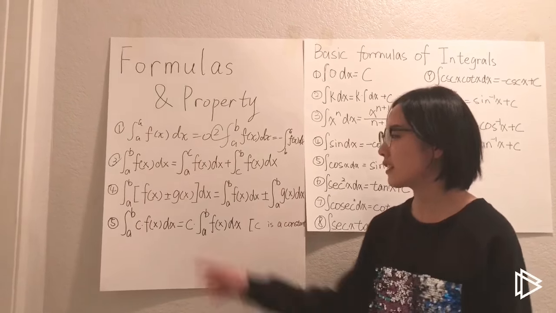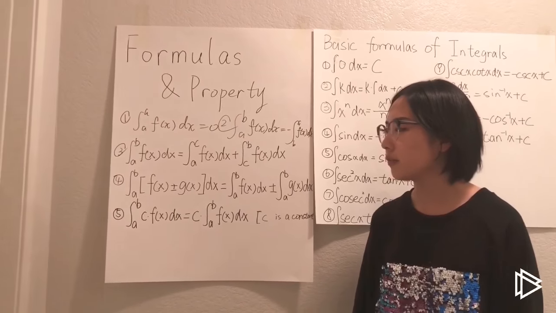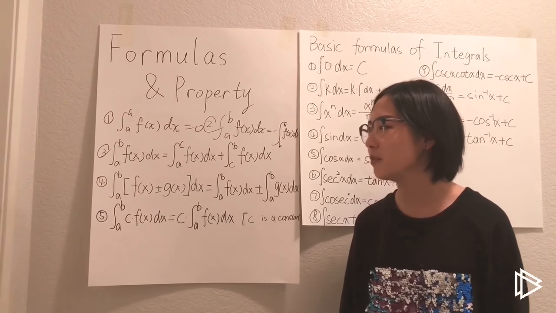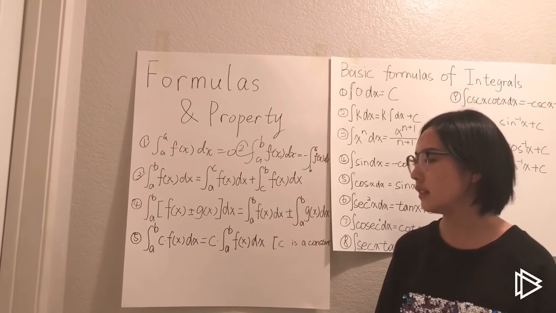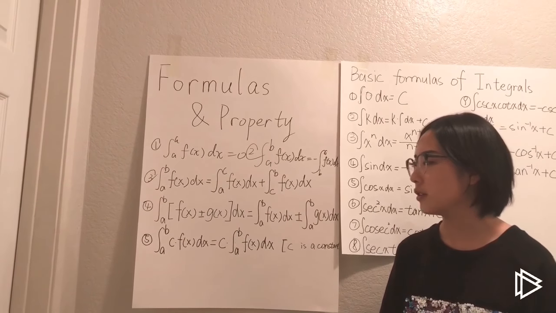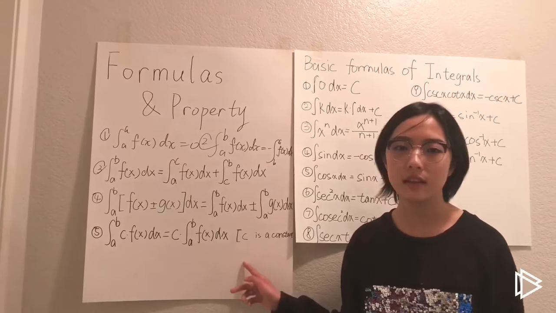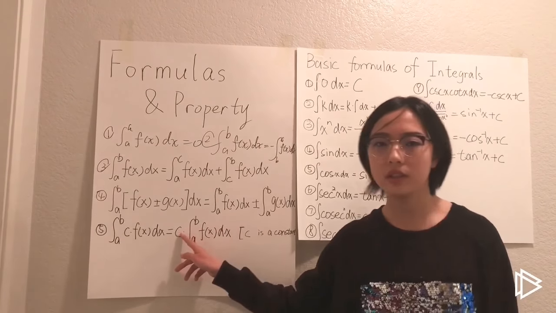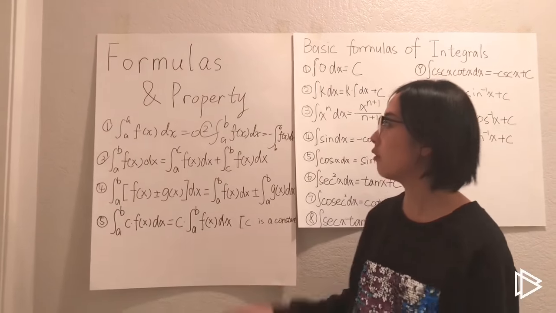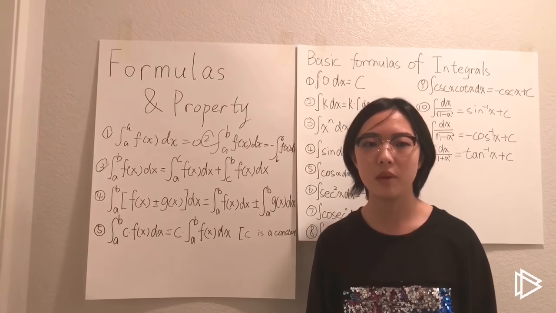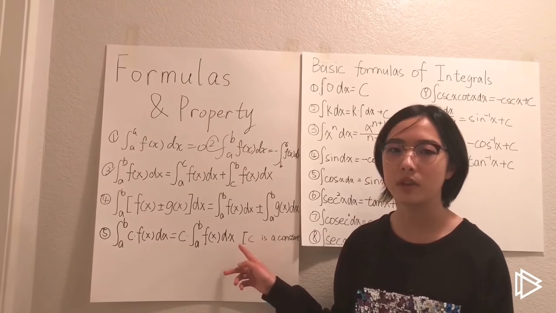And the fifth one is the integral from a to b of c times f(x) dx equals c times the integral from a to b of f(x) dx, and c is a constant, so we just take it out. Those are the really basic properties of integrals, and we need to remember them. We can prove them all by the fundamental theorem of calculus.